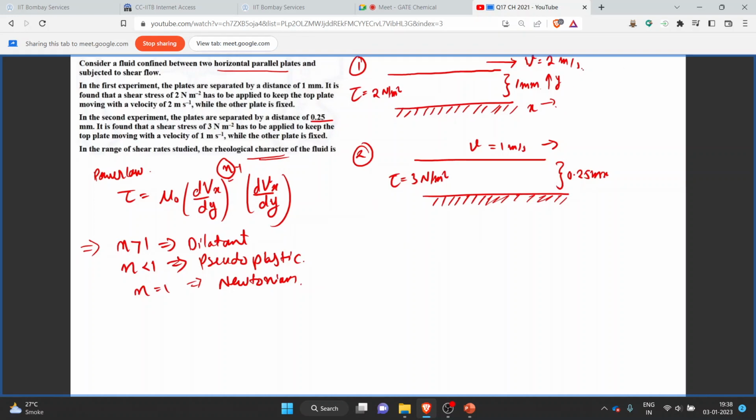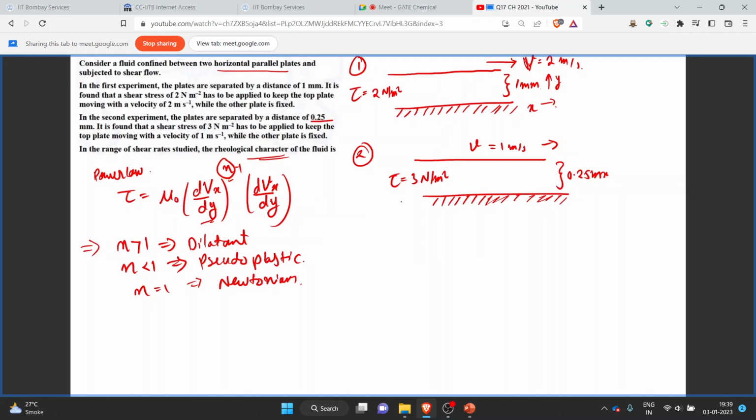So for that, we will be using the provided information. First we have been given the change in the velocity that is occurring. Initially the velocity was 0, then we applied the shear stress of 2 Newton per meter square, and then the velocity became 2 meter per second. From that we can calculate the strain rate, or the velocity gradient, and then replace it in this equation with the desired data that has been provided, and then find the value of either mu naught or n.